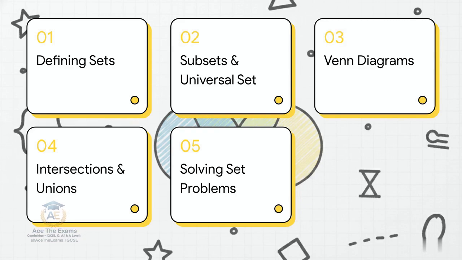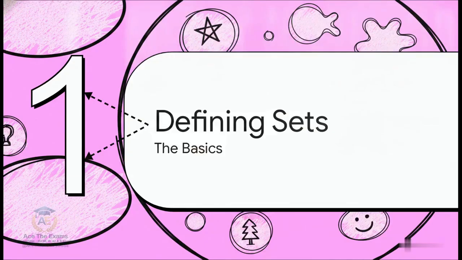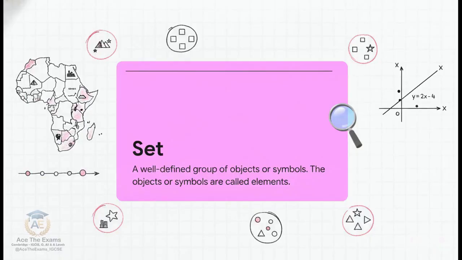Let's get to work. Section 1, defining sets and elements. Let's establish our absolute basics. What actually is a set? In mathematics, a set is a well-defined group of objects or symbols. The crucial phrase here is well-defined.